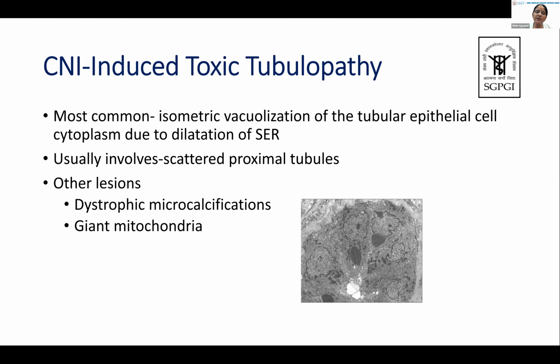The other lesions which you can see because of CNI-induced toxic tubulopathy are dystrophic microcalcifications and giant mitochondria. When we talk of giant mitochondria, we of course have to look at these in electron microscopy, and often these cells show single large mitochondria in the cell.